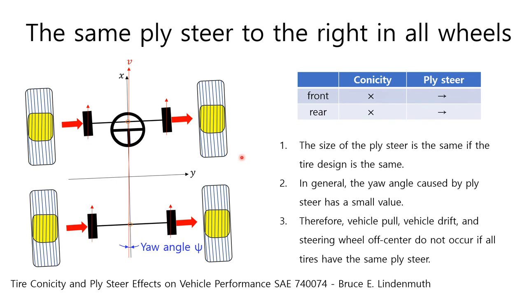This time, let's look at the case where both the front and the rear wheels have the same ply steer in one direction. The size of the ply steer is the same if the tire design is the same. In general, the yaw angle caused by ply steer has a small value. Therefore, vehicle pull, vehicle drift, and the steering wheel off-center do not occur if all the tires have the same ply steer.